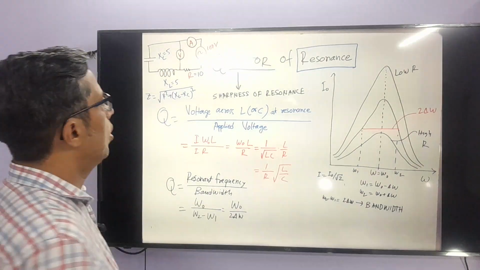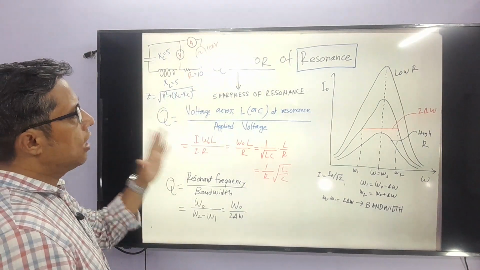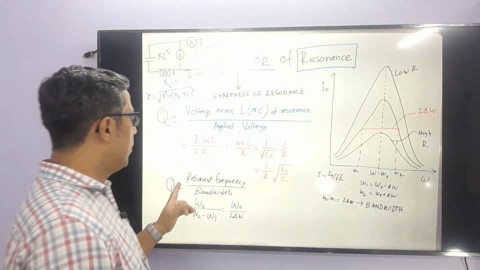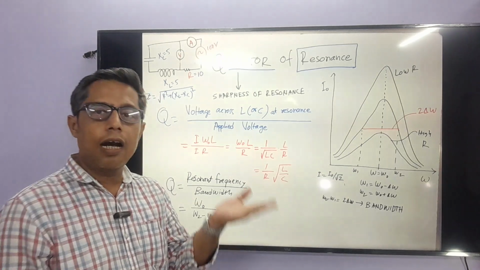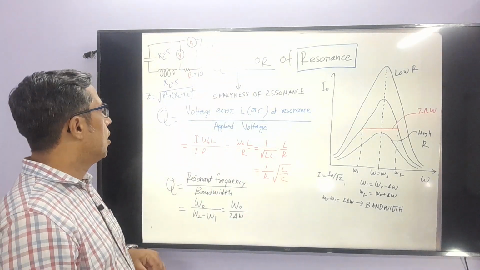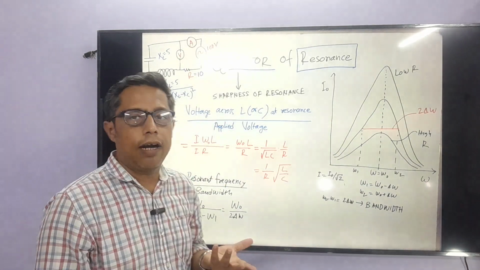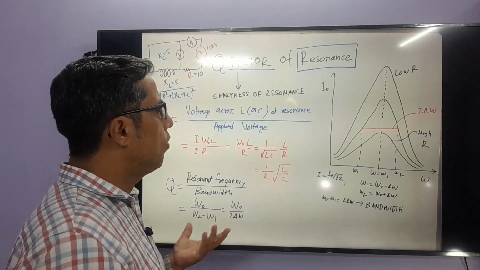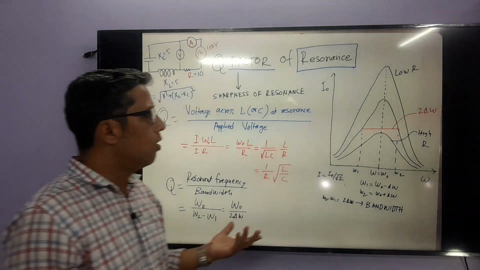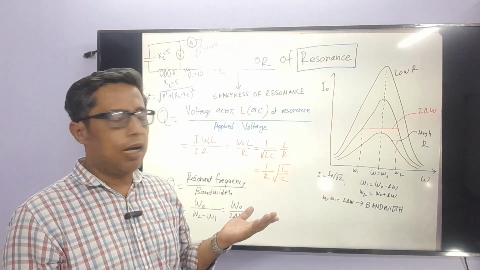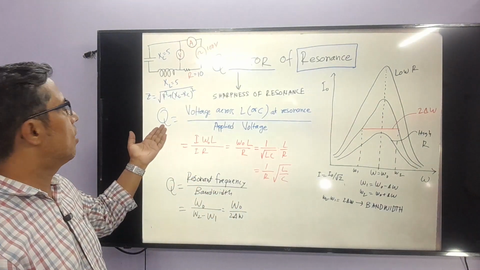Right. So, what's happened? We understand resonance means a particular frequency where the current is maximum. Now, in resonance, we are going to understand the Q factor. The Q factor is a measurement of the sharpness of the resonance. So let's understand what the Q factor is.